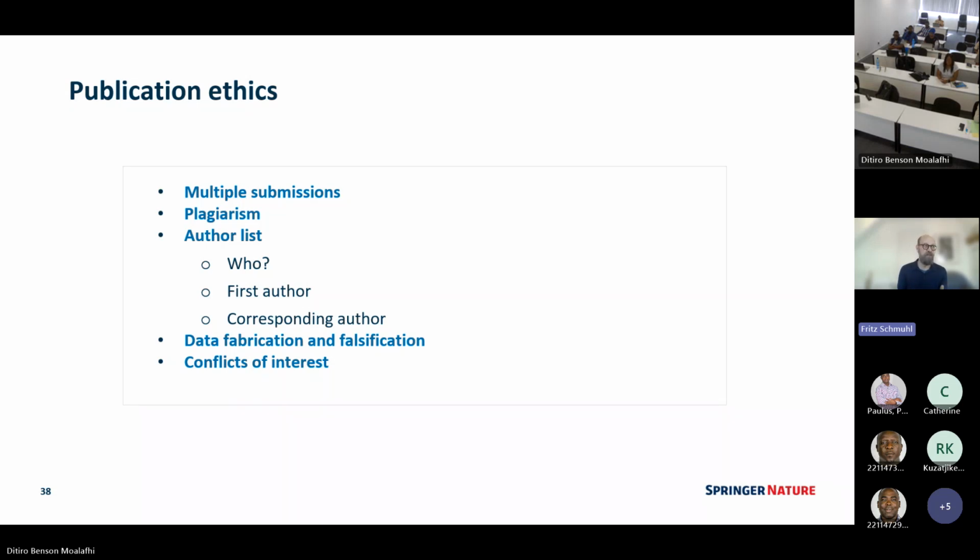And ethical misconduct really is what it's all about in this section. What are the ethics about publishing? What are the things that are allowed and what are the things that are absolutely not allowed? Multiple submissions already is a very important part because that is something that's very much at the start of the submission of your article. The next part I want to look at is the issue of plagiarism.